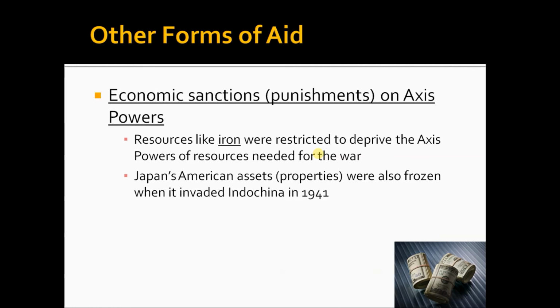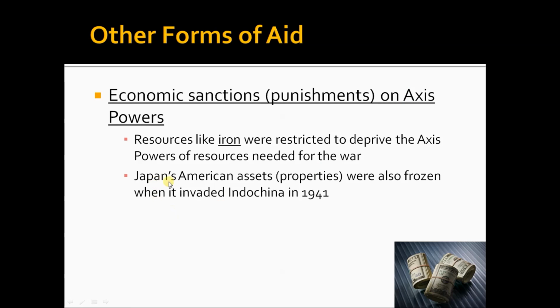Okay. Now, in addition to that, there also were economic sanctions, or punishments, on Axis powers. So there were resources such as iron which were restricted, to deprive the Axis powers of resources needed for the war. If you recall, Axis powers means Germany plus Italy and Japan.